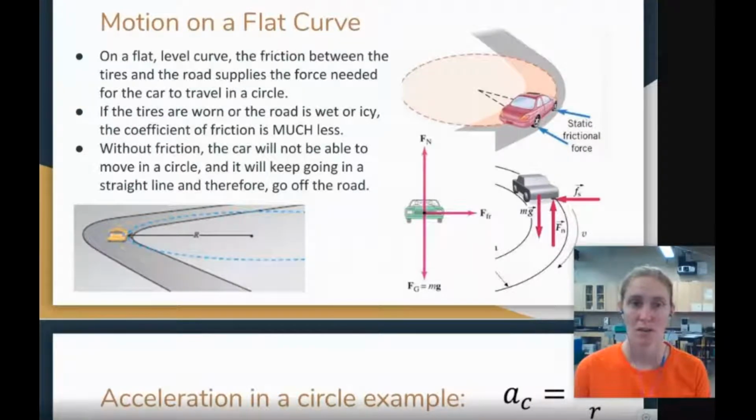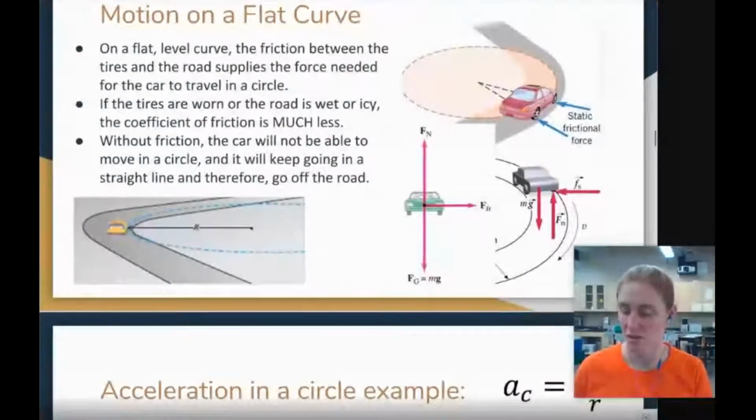So this says, on a flat level curve, the friction between the tires and the road supplies the force needed for the car to travel in a circle. If the tires are worn or the road is wet or icy, the coefficient of friction is much less. Without friction, the car will not be able to move in a circle, and it will keep going in a straight line and therefore off the road. Okay.